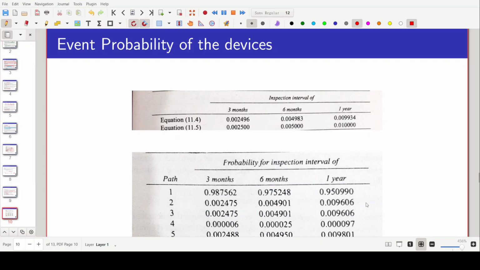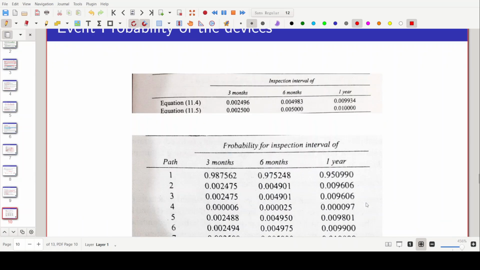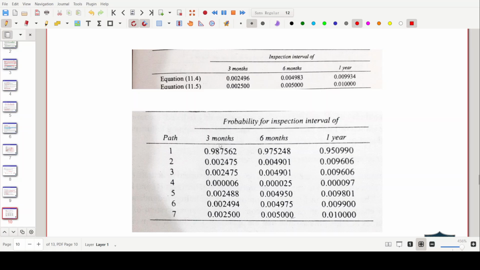So these are some of the examples I have taken from the book for the values. Okay, what is the probability of various paths which are not operating? So the failure probabilities are very small, of course, you can say. So that means you see the success probability is about 90%. So you see this. The path 1, which is a success case, both breakers open, is about 98% over 3 months, 97% over 6 months, and 95% over 1 year.